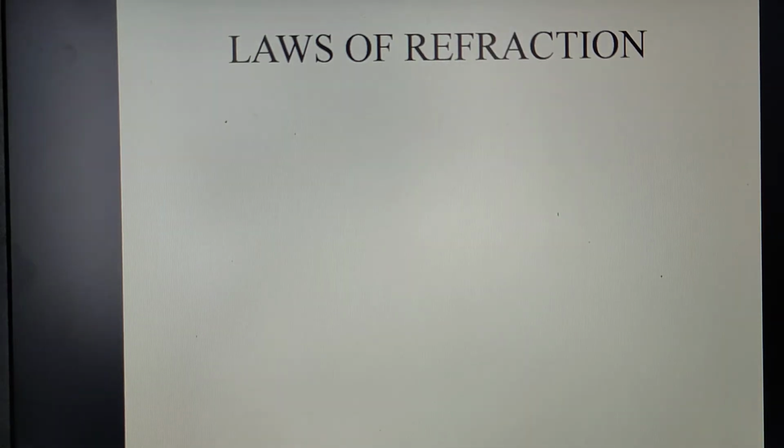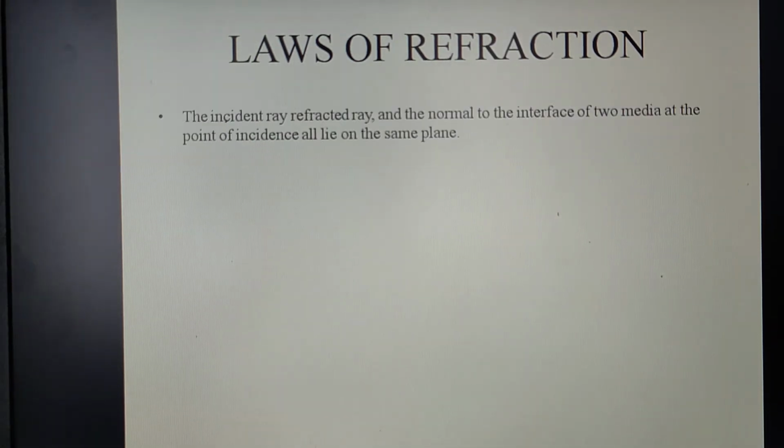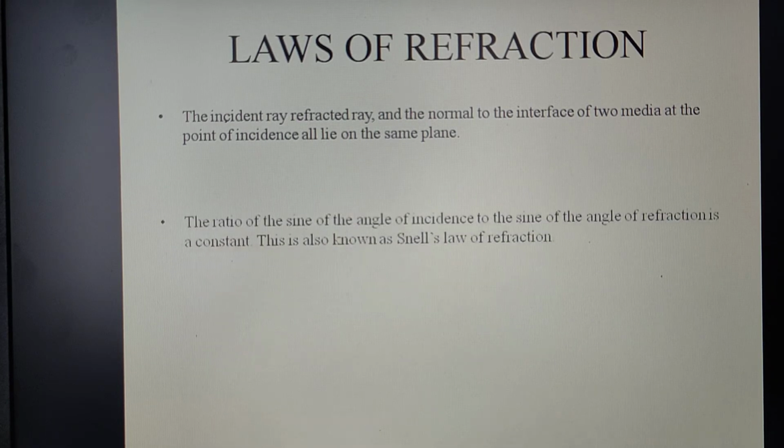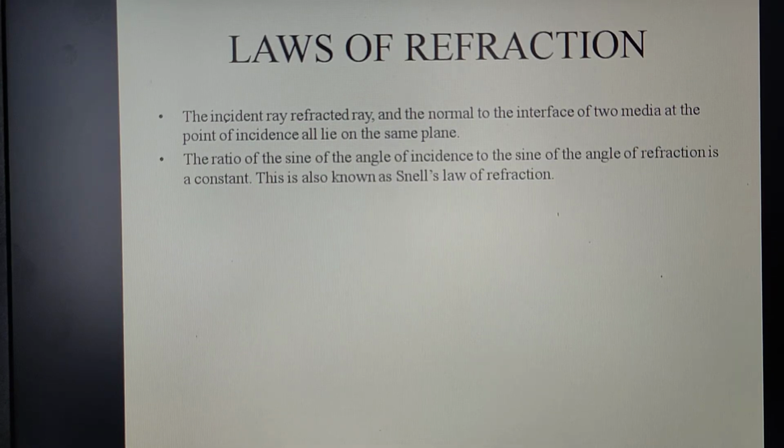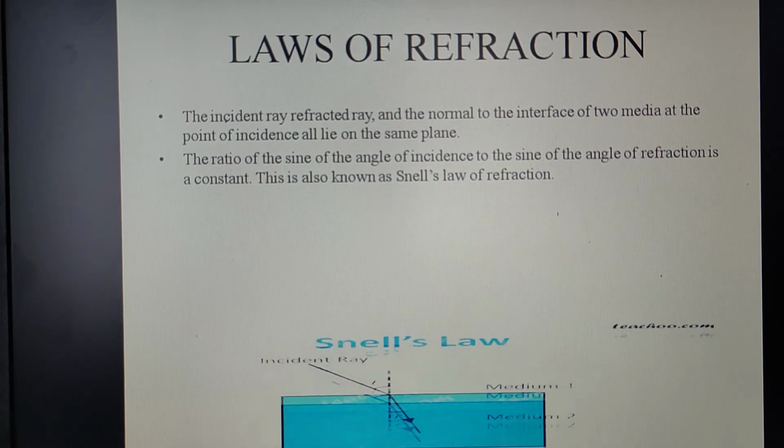Now we come to the laws of refraction. The incident ray, the refracted ray and the normal to the interface of the two media at the point of incidence all lie on the same plane. The second one, the ratio of the sine of the angle of incidence to the sine of the angle of refraction is a constant, and this is known as Snell's law of refraction. And this constant we will talk about later on, which is also known as the refractive index.